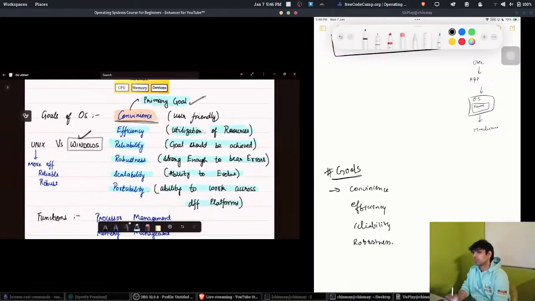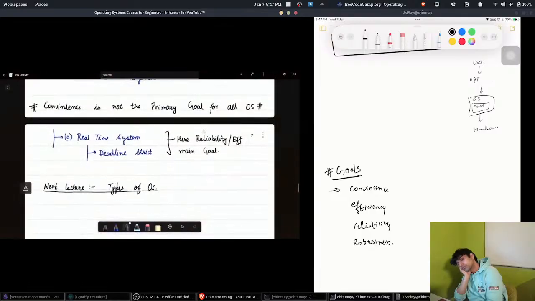Okay. So as I've said, the primary goal of an operating system is convenience. A survey was taken asking which operating system people would prefer, Unix or Windows. Most people chose Windows. Why? Because it was convenient, even though Unix was more efficient, more reliable, and more robust. So that is the primary goal of an operating system. I'm not saying all operating systems.